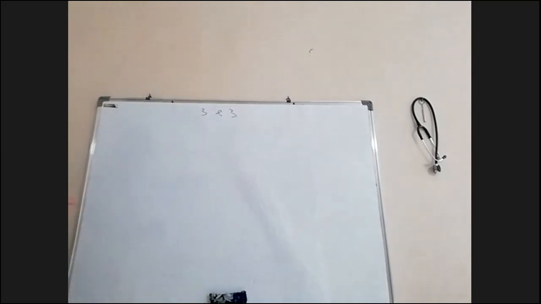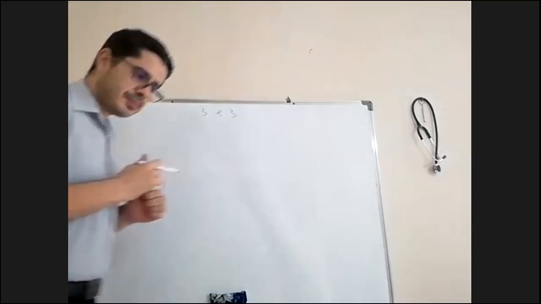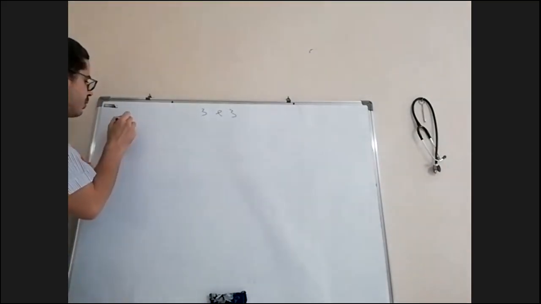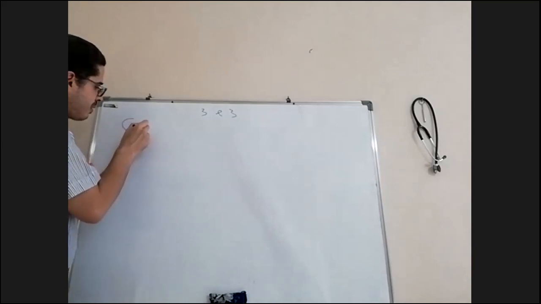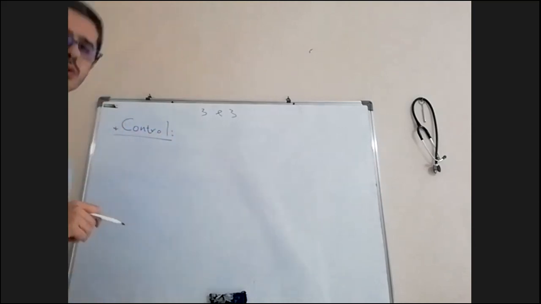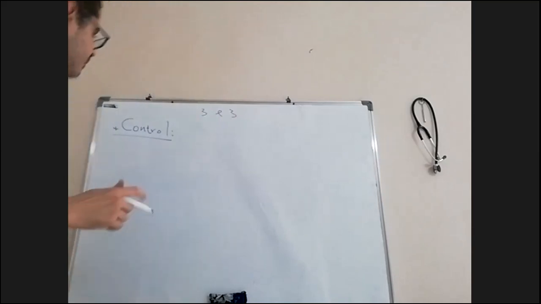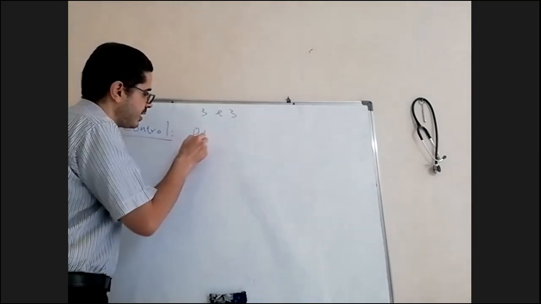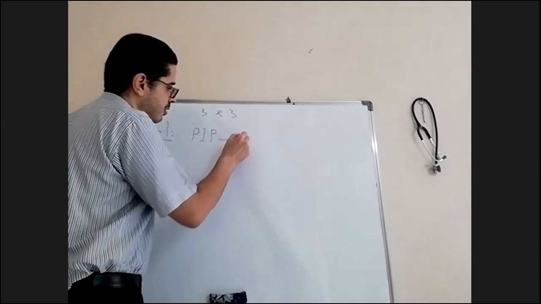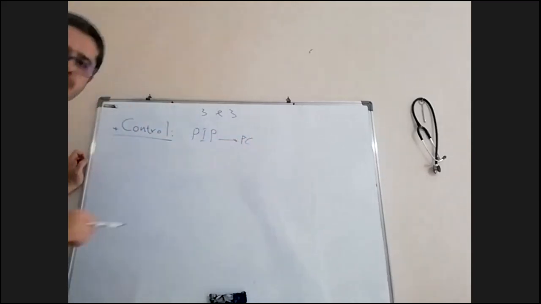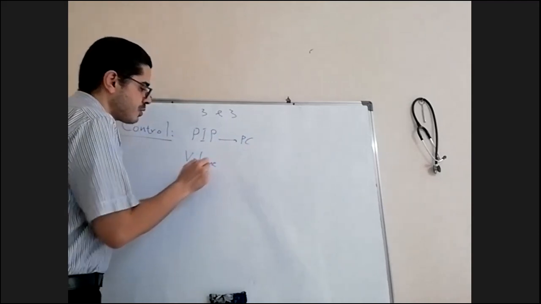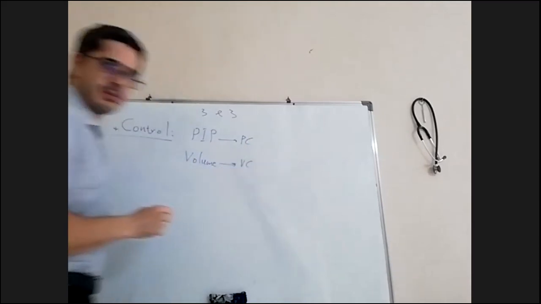The first 3 are the control, the trigger, and the cycle. So we start with control. Control is what I give to the patient. If I give the patient pressure, let's say peak inspiratory pressure, this is pressure control. I control from the machine. If I give the patient volume, it is volume control.